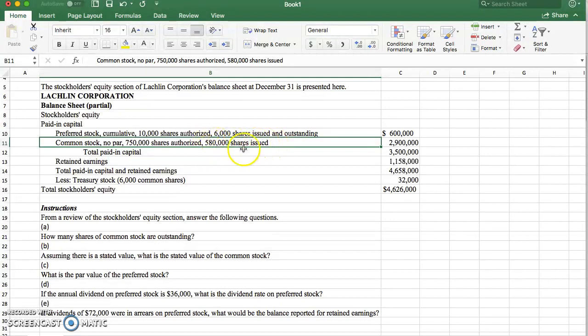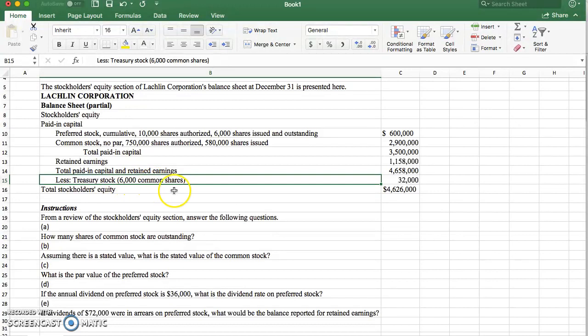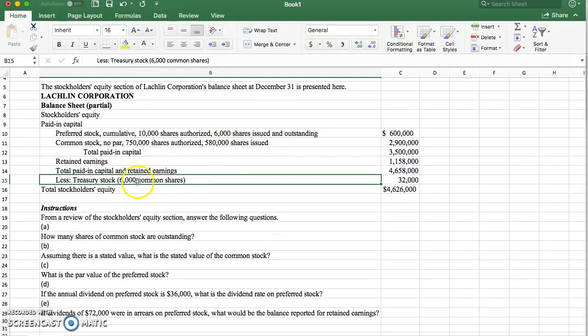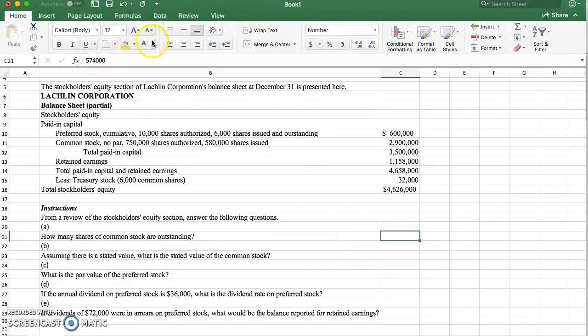So we have the 580,000 shares that have been issued, but we come down here to treasury stock and we see that there are 6,000 common shares that are being held in treasury. So to calculate the shares outstanding, we're going to take the 580,000 shares issued and subtract the 6,000 common shares in the treasury stock. And that will give us 574,000 shares outstanding.